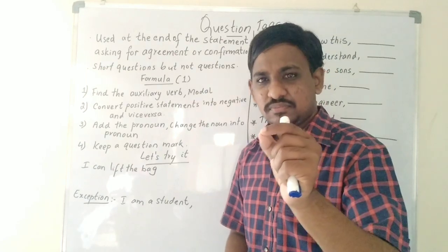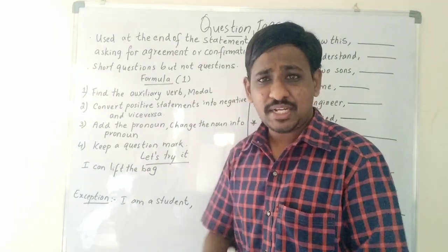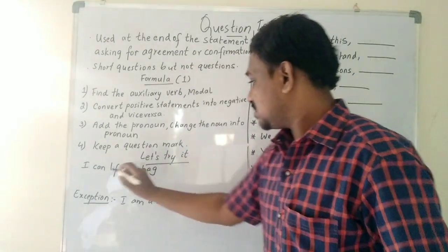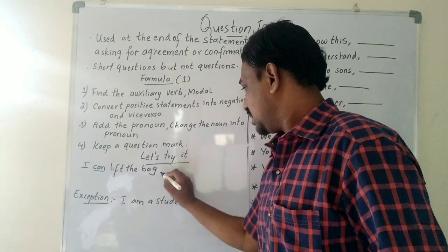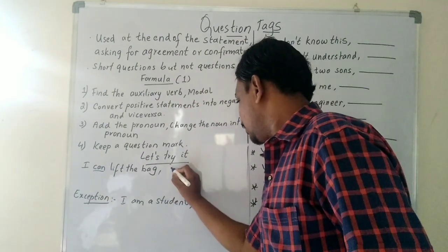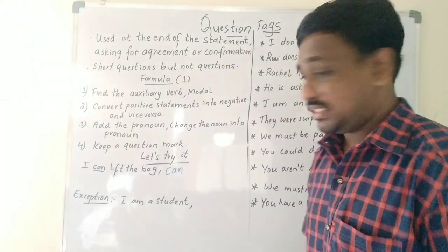Let us take a statement. I can lift the bag. So let us find out the auxiliary verb or the modal. So where is it? Yes, can. So keep a comma. Follow the first one. Find the auxiliary verb, can, or the modal. Did you write it? Yes.